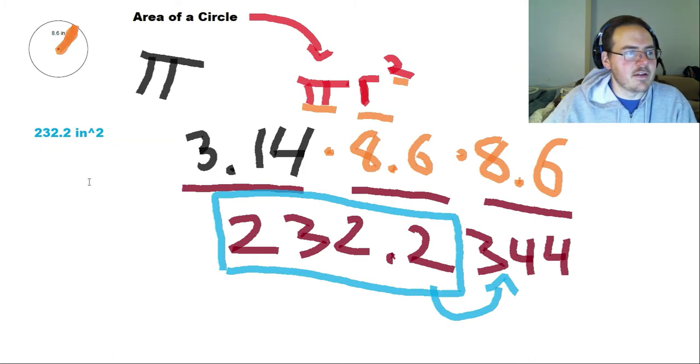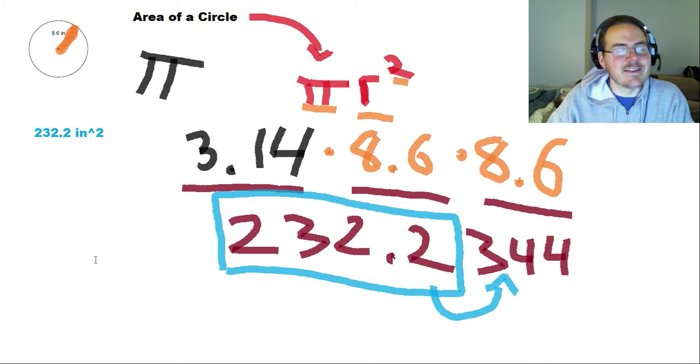That's what I say the answer is. That's the area of a circle. You take pi times the radius squared. That's pi times the radius times the radius. And you get your answer. Let's move on to another shape.